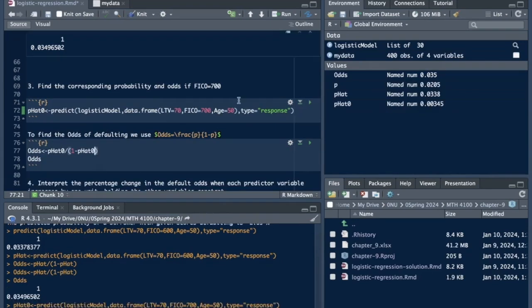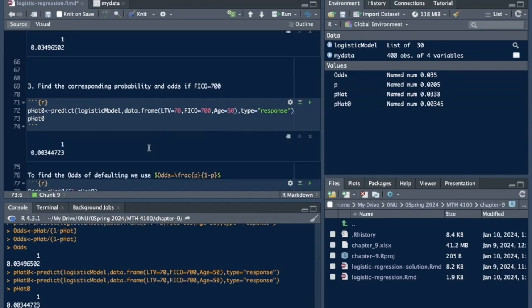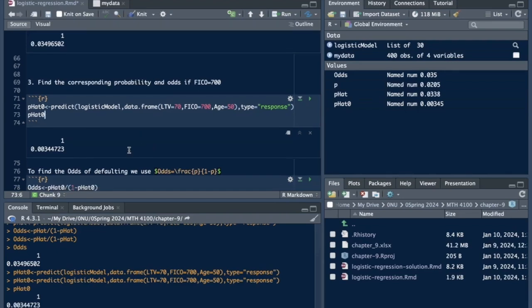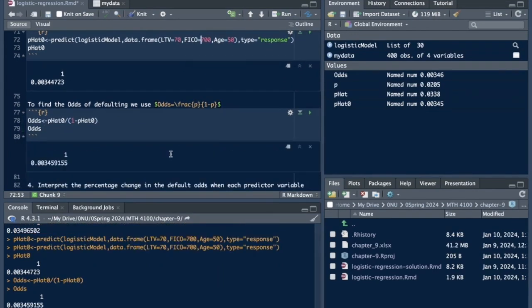So let's see the probability first. The probability of a defaulting person is about 0 because he has a higher score. Look at the impact of the credit score. Also, let's look at the odds. So this person, you can give him money without even thinking about it, right?